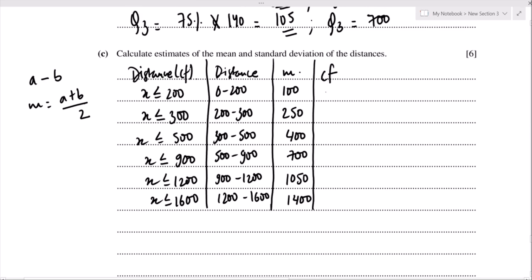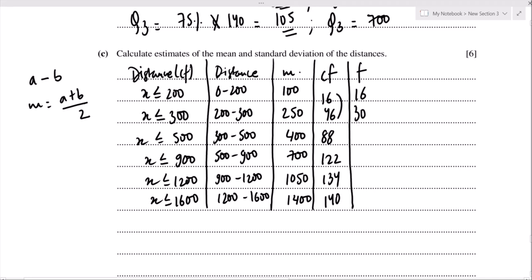Now let's list down the corresponding cumulative frequency values. That's going to be 16, 46, 88, 122, 134, and 140. But we only need the actual frequency. So for the first case, that's going to be 16. For the second case, that's going to be the difference. So 46 minus 16, which is going to be 30.